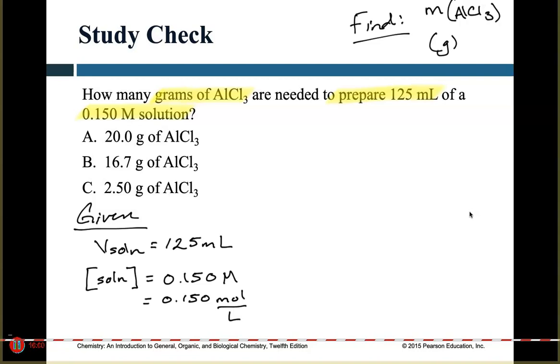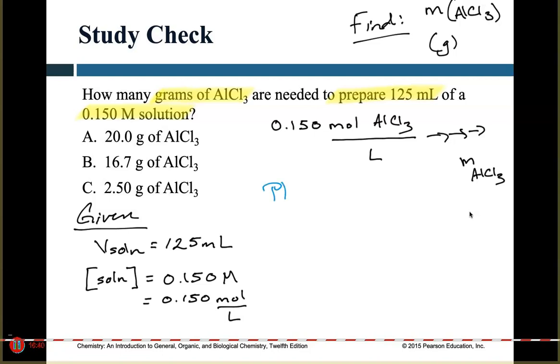So let's start with what I'm given, right? I know I have 0.150 mole AlCl3 solution. If I can set up a path from here, a couple of steps to get to the mass of aluminum chloride, right? Sometimes you can just start and stumble through, other times it's good to have a plan. So this is going to be my plan. You don't always have to write down a plan, but sometimes it's good to if you get stuck.